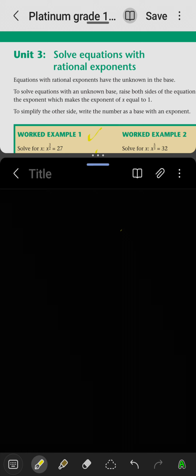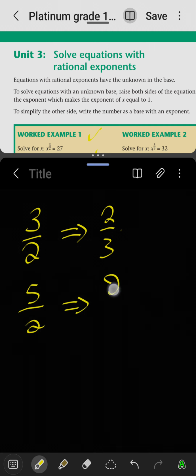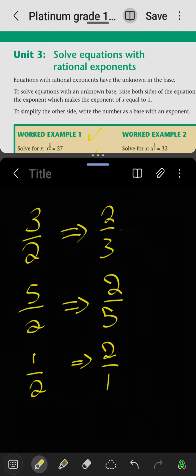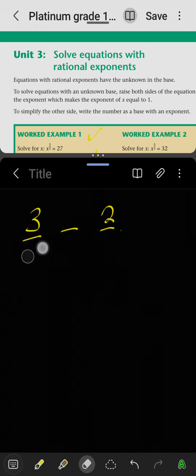Before we dive into the equations, I want you to understand what we call the reciprocal of a rational number. For example, the reciprocal of 3 over 2: you just take the denominator to be the numerator, and the numerator to be the denominator. So the reciprocal of 3 over 2 is 2 over 3. The reciprocal of 5 over 2 is 2 over 5. The reciprocal of 1 over 2 is 2 over 1. The reciprocal of 2 over 1 is 1 over 2. Okay, you just swap the numerator and the denominator.